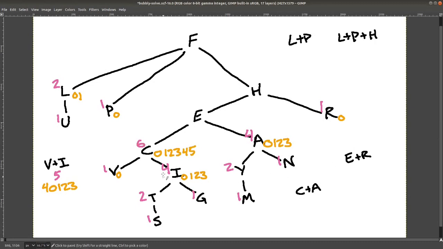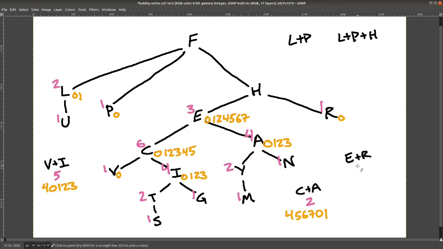6, great. Okay, C plus A, 6 XOR 4 is 2. So 4 XOR 0, 1, 2, 3 is going to be 4, 5, 6, 7. 4 XOR 4 is 0. 4 XOR 5 is 1. 6 XOR 0 is 6. I already got that. 6 XOR 1 is 7. Got that. 6 XOR 2 is 4. And 6 XOR 3 is 5. Okay, great. So 0, 1, 2, 4, 5, 6, 7. Three. All right. E plus R.